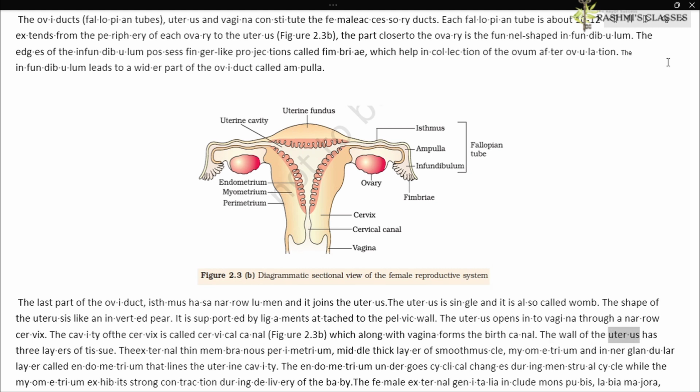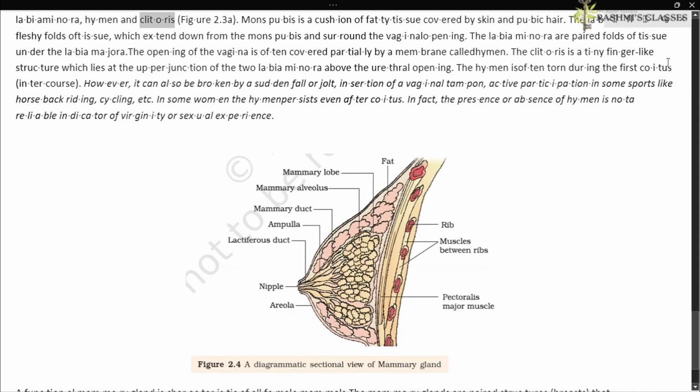The wall of the uterus has 3 layers of tissue: the external thin membranous perimetrium, the middle thick layer of smooth muscle, myometrium, and the inner glandular layer called endometrium that lines the uterine cavity. The endometrium undergoes cyclical changes during menstrual cycle while the myometrium exhibits strong contraction during delivery of the baby. The female external genitalia include mons pubis, labia majora, labia minora, hymen, and clitoris, figure 2.3a.